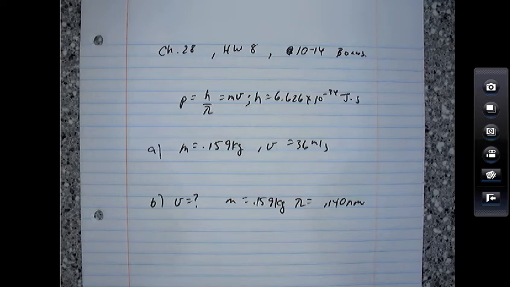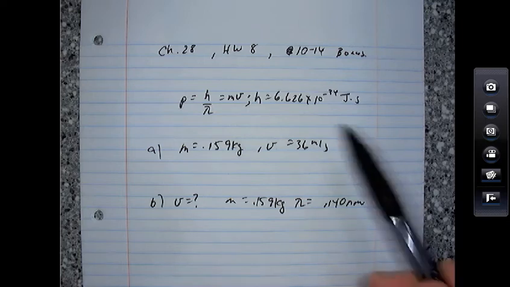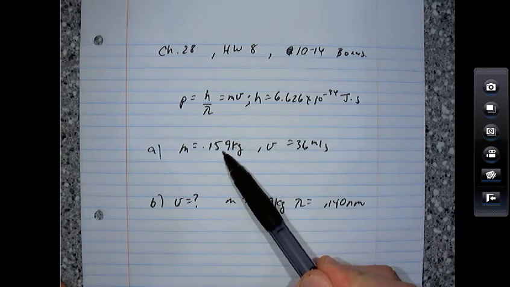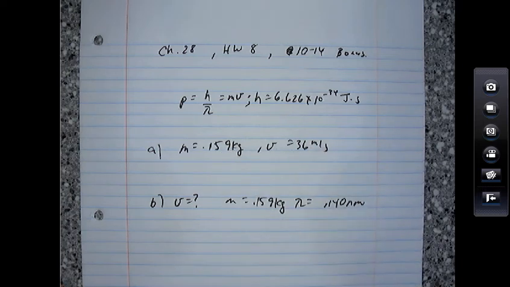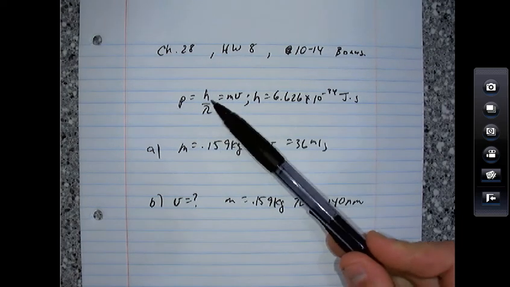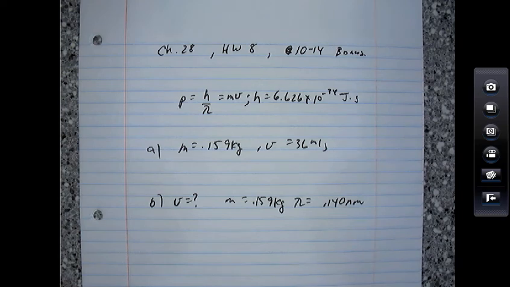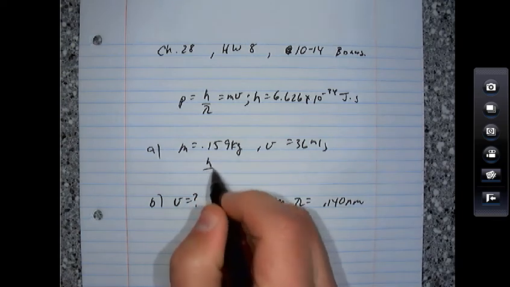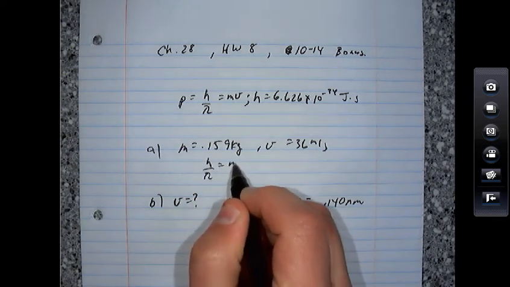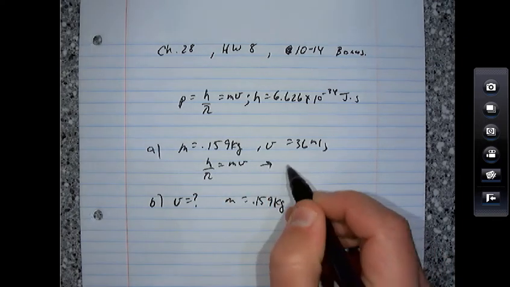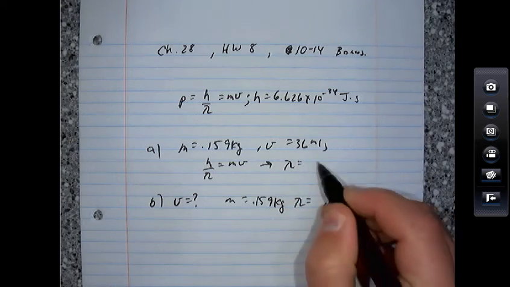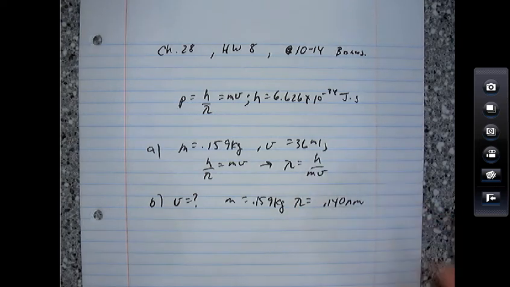So in the first part, we want to figure out what is the wavelength associated with a mass of 0.159 kilograms moving at 36 meters per second. We can use this matter-wave relationship here, and this is the same h that we had before, Planck's constant. So h over the wavelength is equal to mv, and we're trying to figure out the wavelength. Doing a little bit of algebra, the wavelength turns out to be h over mv.